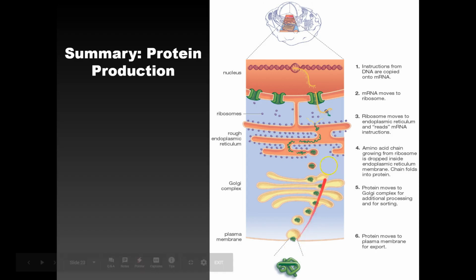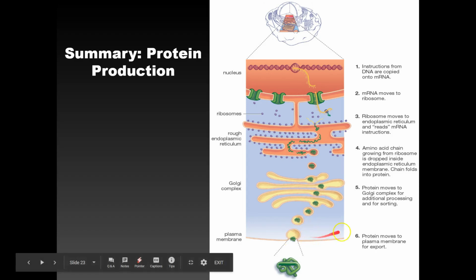So I should have done that whole review on this slide. Sorry about that. Instructions are copied into mRNA. mRNA goes to the ribosome, goes to the endoplasmic reticulum, which does more stuff to the protein as it's coming out of the ribosome. Okay. Then it is put into this vesicle, which is taken to this Golgi complex, and the protein is dumped off inside the Golgi complex. The Golgi complex further modifies and puts these proteins into yet another vesicle and sends them on their way.